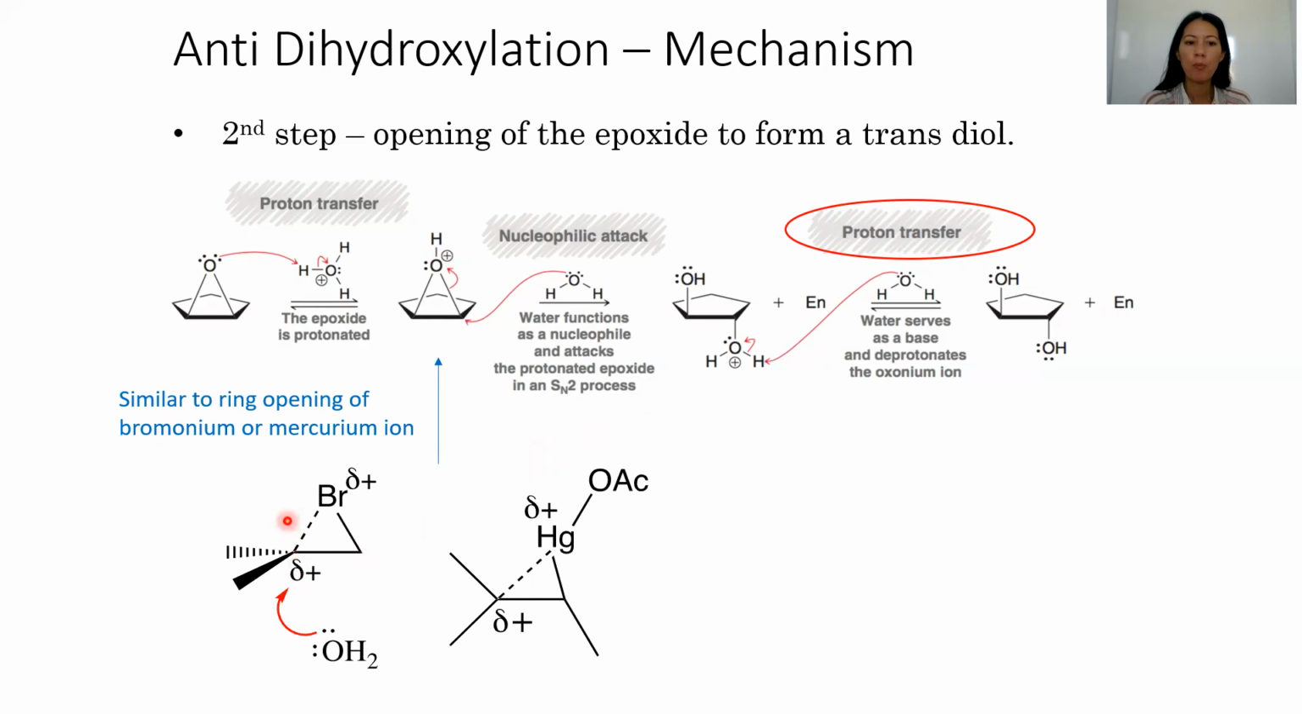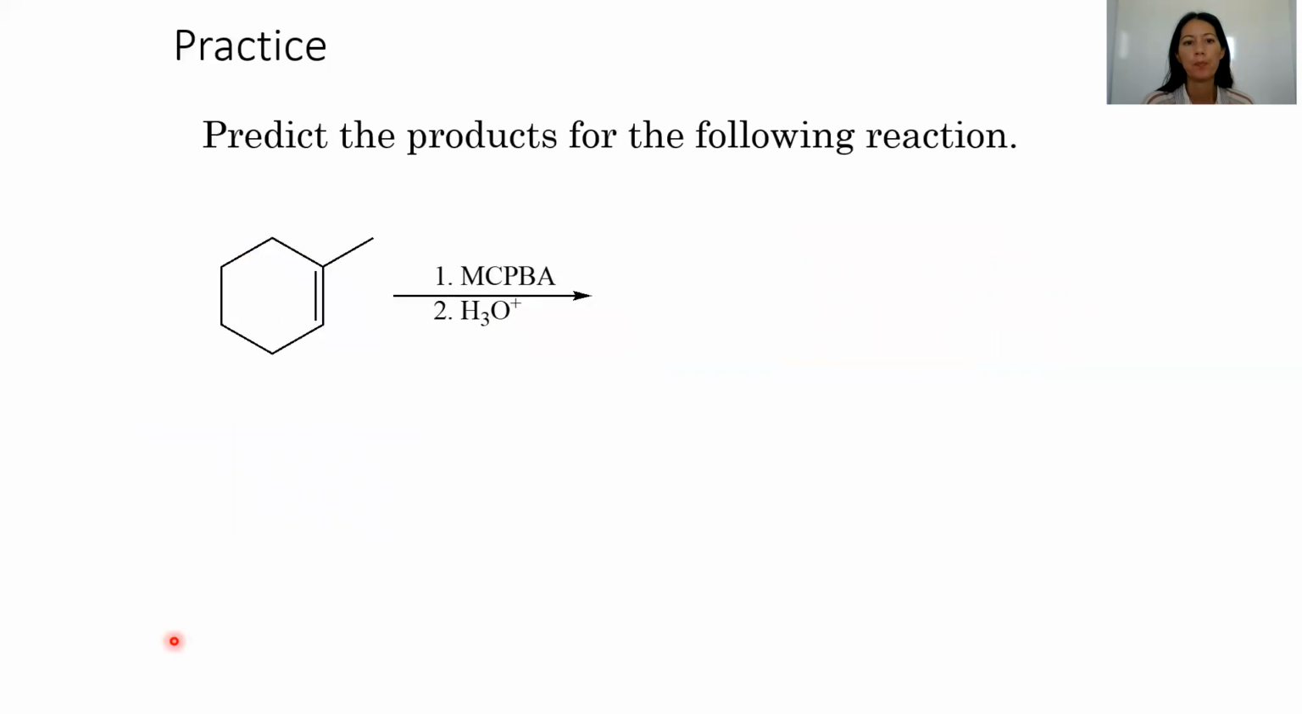Again, this is similar to opening up the ring of a bromonium ion or mercurinium ion. If you recall, you develop a partial positive charge at the more substituted center. We didn't have that situation in this case, but if you have an asymmetric alkene, open up the ring so the water adds in to the more substituted center. Okay, you guys predict the product for this.